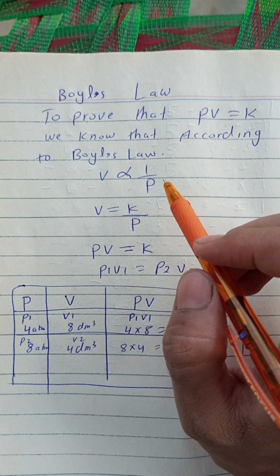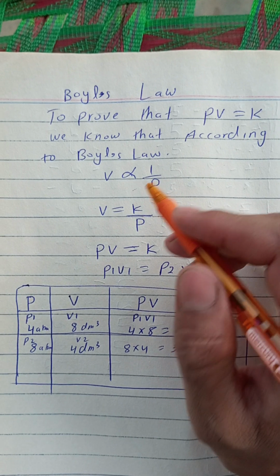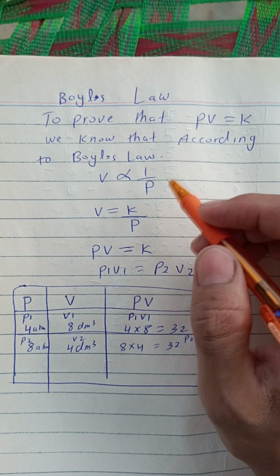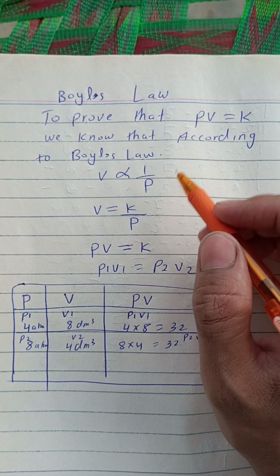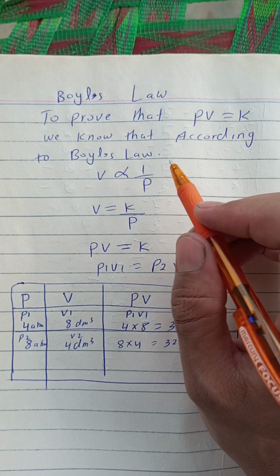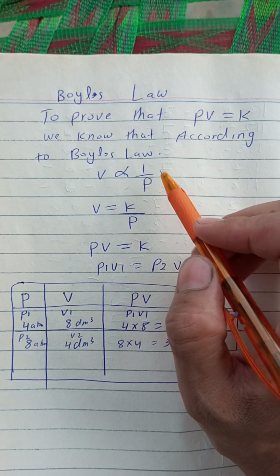This law means that if we increase pressure, the volume of the gas will decrease. And we know why the volume of the gas decreases, because there are spaces. If there are large spaces among the molecules of gas, when we increase pressure, the molecules become closer and the gas volume decreases. So V is inversely proportional to P.